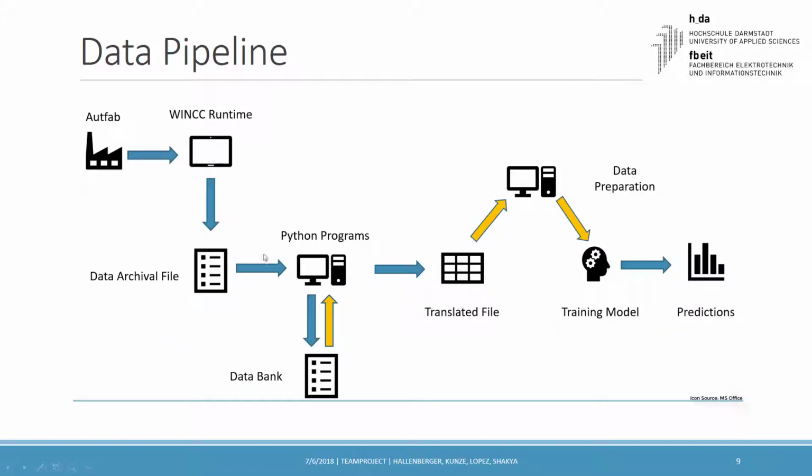The data is generated by WinCC in the archival file, and as this file works like a ring buffer, the data from the archival file is copied to a data bank to avoid the loss of data. In offline operation, once the required data is recorded, the data bank file is translated from WinCC CSV format to standard CSV format. After the translation is done, it is then sent for data preparation. Once the data is prepared according to the classification model, it can be used for training the model.